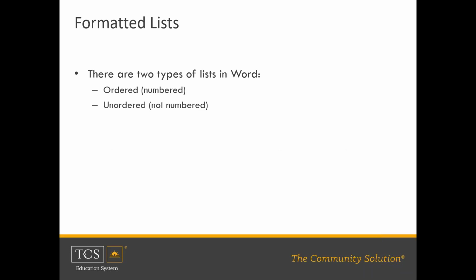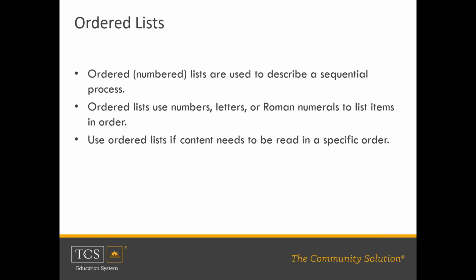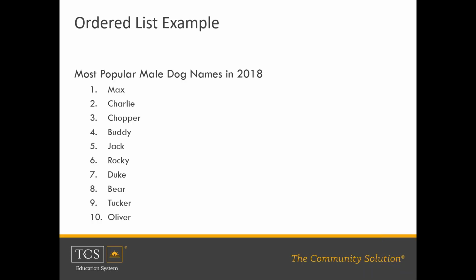We'll now move on to formatted lists. There are 2 types of lists in Word: ordered lists, which are numbered, and unordered lists, which are not numbered. Ordered lists are used to describe a sequential process. This means that key information is contained in the order of the list. Ordered lists typically use numbers, letters, or Roman numerals to list items in order. You'll want to use ordered lists if the content needs to be read in a specific order.